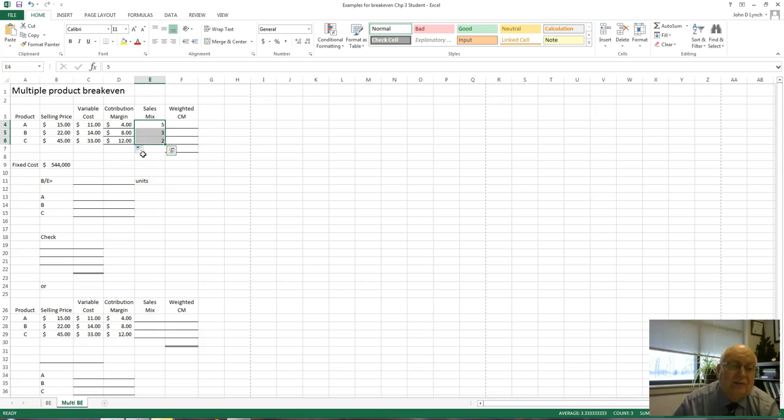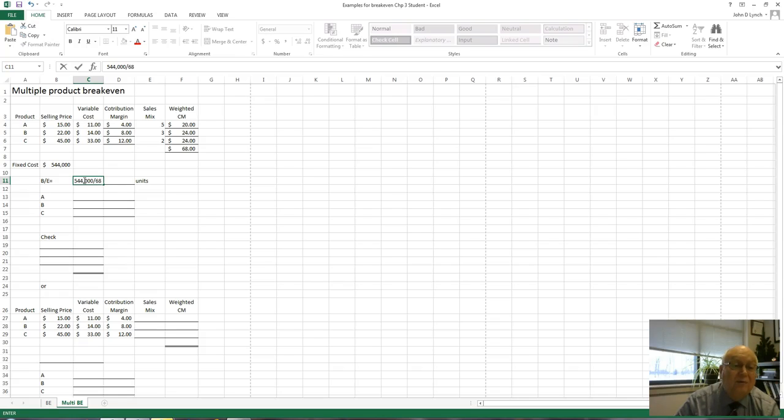Okay, this is 5, 3, 2. So to get the weighted contribution margin, you take the contribution margin times the sales mix of 5, and that gives you $20. And then you just do that for each of them. And then this one is the total, which will give you a total of $68 per unit. Our fixed cost was $544,000. That would be given.